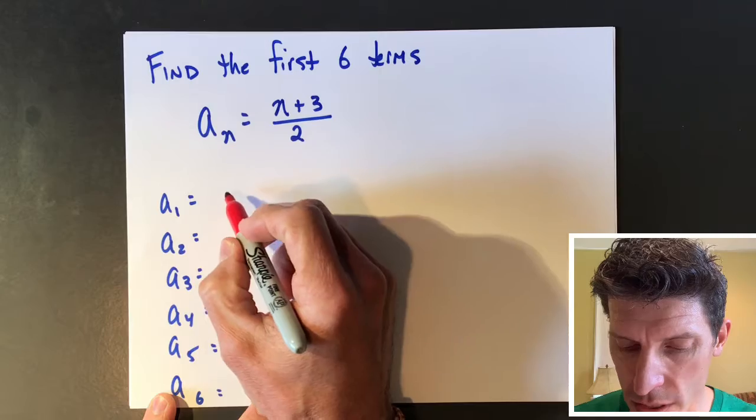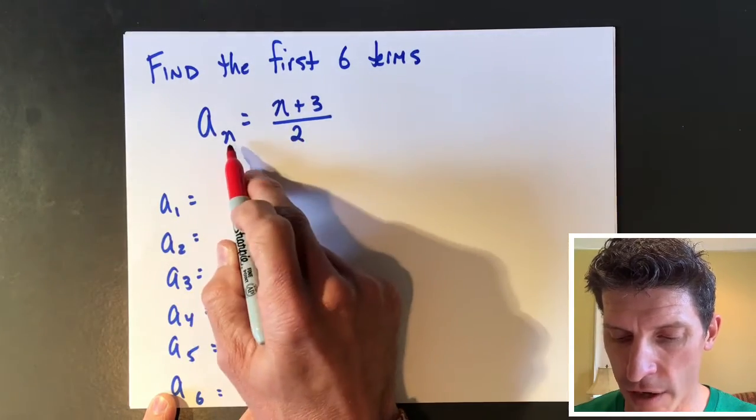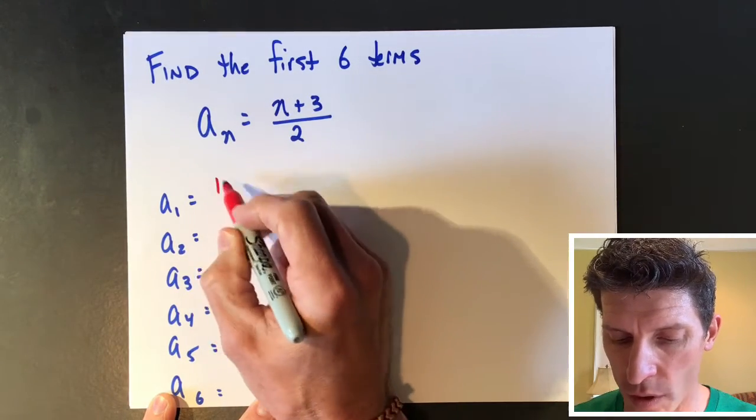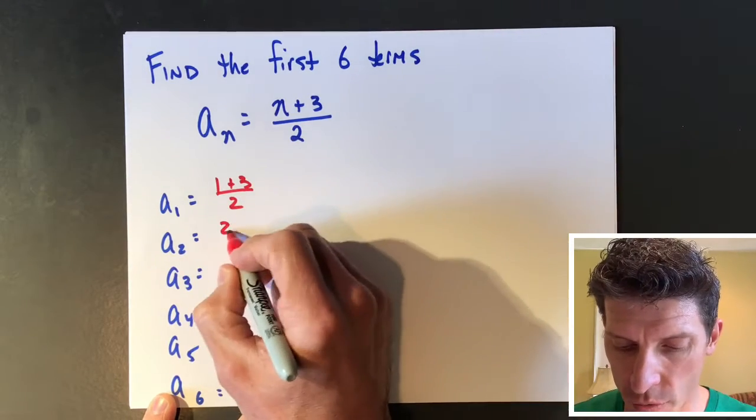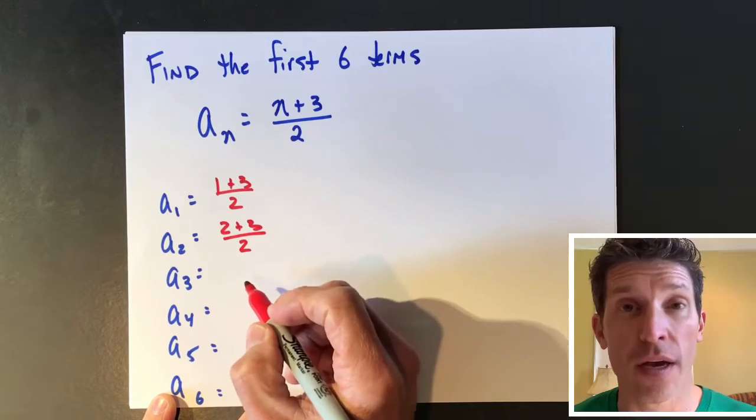If I want to find the first 6 terms of the sequence, I'm just going to create sub values starting at 1 up through 6, because that's the cap of what we're doing. And here's how this works. A sub 1 is, if my 1 goes here, (1 plus 3) divided by 2. Or if I have the second one, (2 plus 3) divided by 2. And you get the idea.